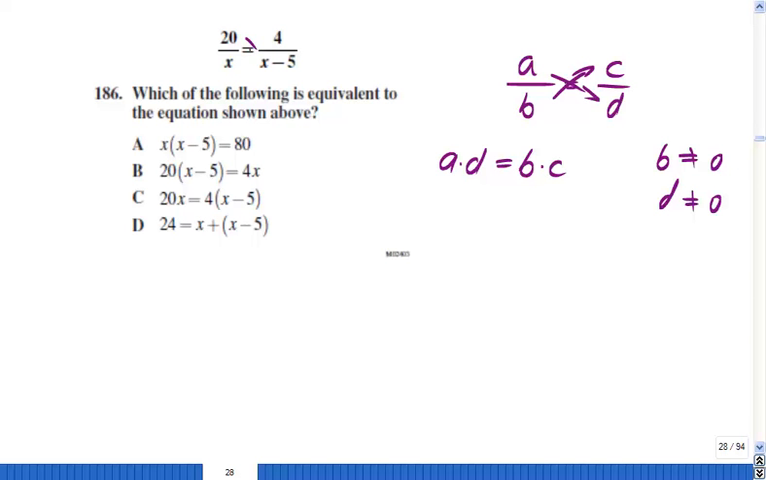Well, why don't you go ahead and do the same thing here? Multiply 20 times x minus 5. It will be 20 times x minus 5. And that should equal the other cross product, 4 times x times 4. And the answer is B. As you guys can see, easy problem. Many of you were probably able to answer that just by reading it. Okay, let's try another one.